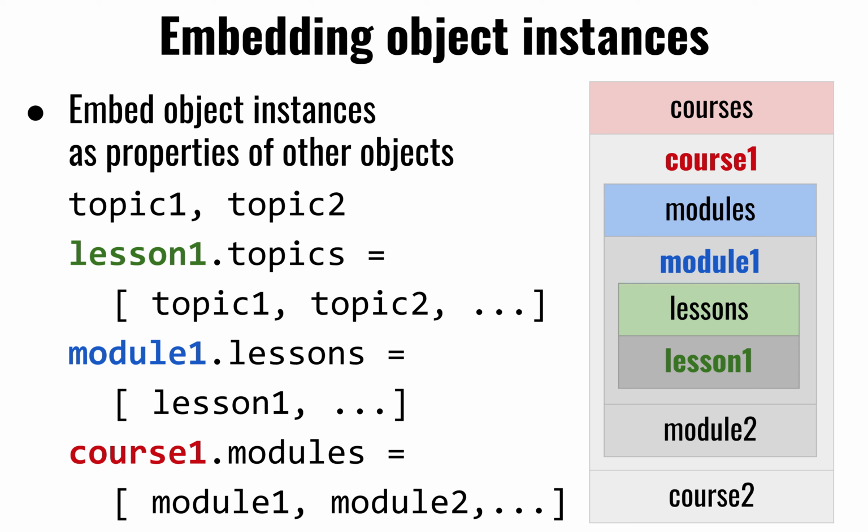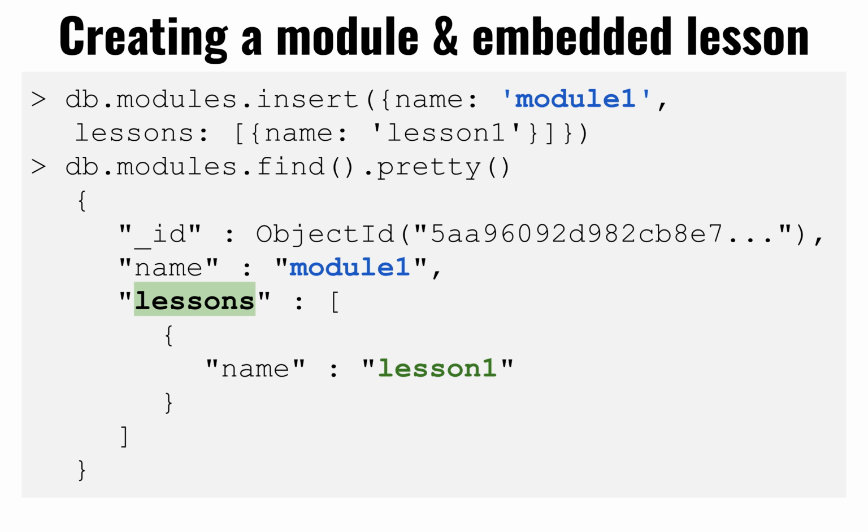And here we have a couple of topics, and then we say lesson 1 topics is equal to the array of all the topics. The actual JSON objects, not references. The actual JSON objects only exist here. They don't live anywhere else, and we're just referencing them. They live under there. Same thing for the lessons, which contain the different lessons for a module, and the course has the different modules, containing the array of all the modules.